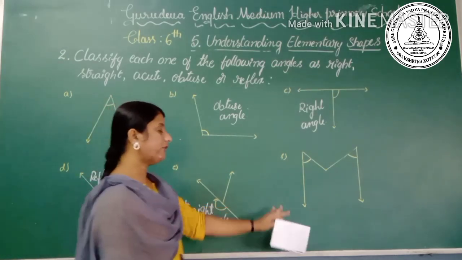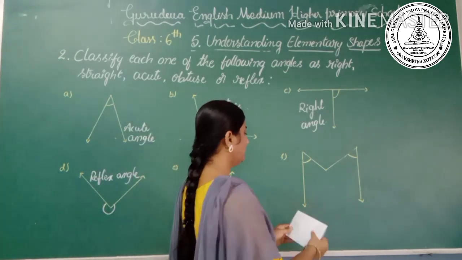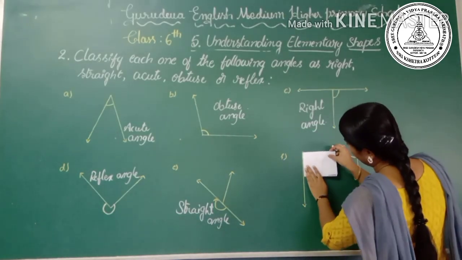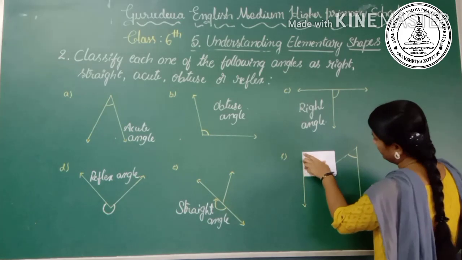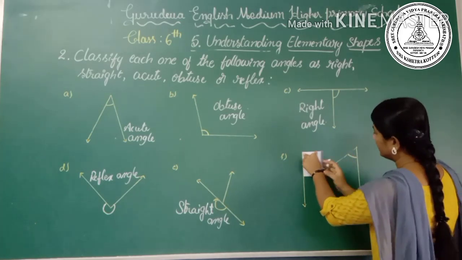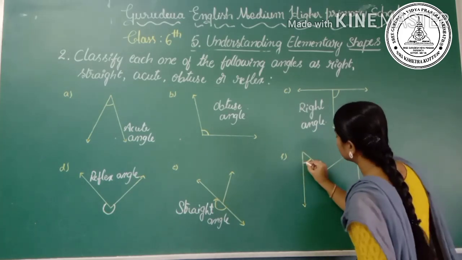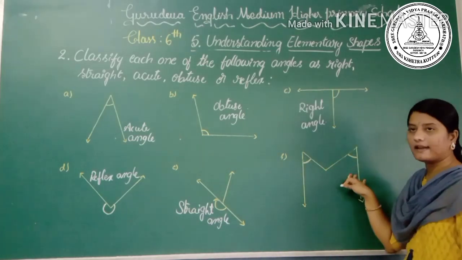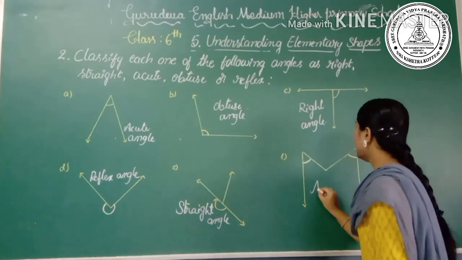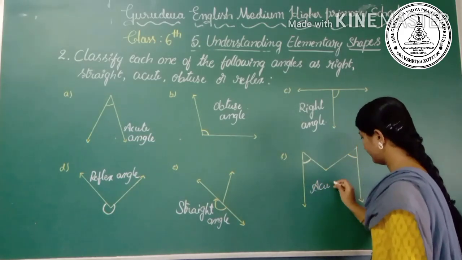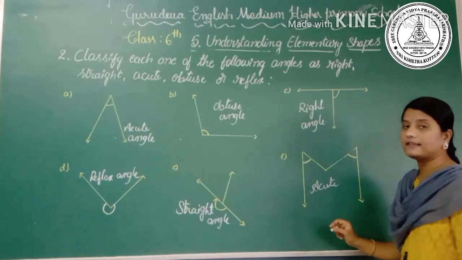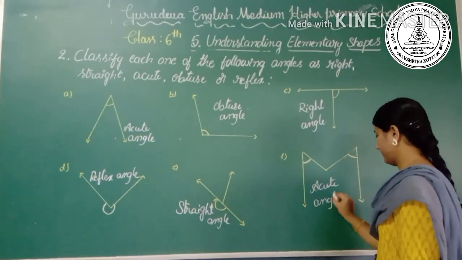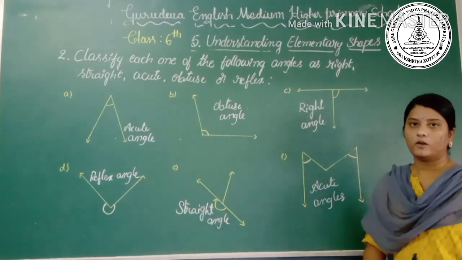Okay, then the sixth one. Test here using the right angle tester. Yes, see here, there is the corner of the angle. Yes, I match here, but the given angle is less than the right angle. The given angles are both the same. So these two angles are acute angles, because they are less than the right angle. Okay? Yes.